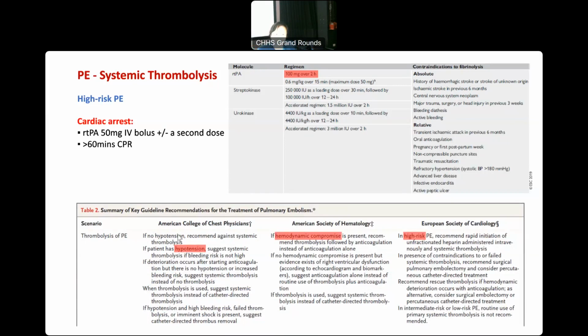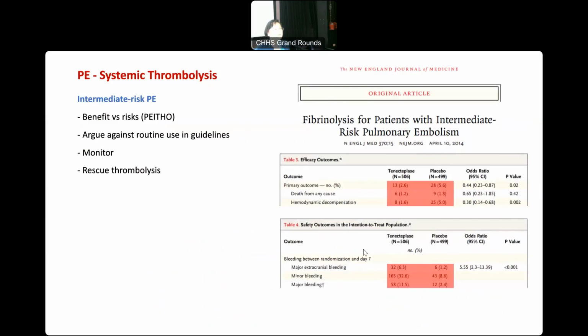If you look at all the guidelines, although the wording is a bit different, this one says if you have hypotension, this one says hemodynamic compromise. It's the same. You have high risk PE, thrombolysis. Simple. What about intermediate PE? I'm not high risk PE, but I'm intermediate. You have read through the PEITHO study already.